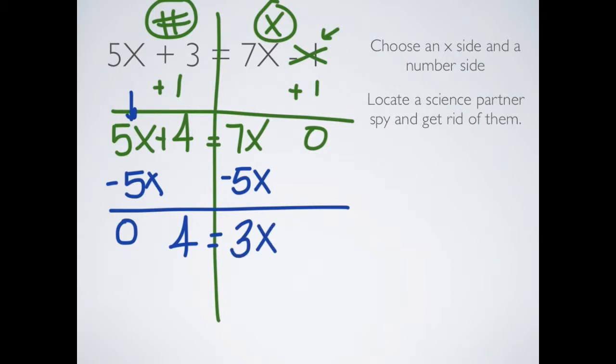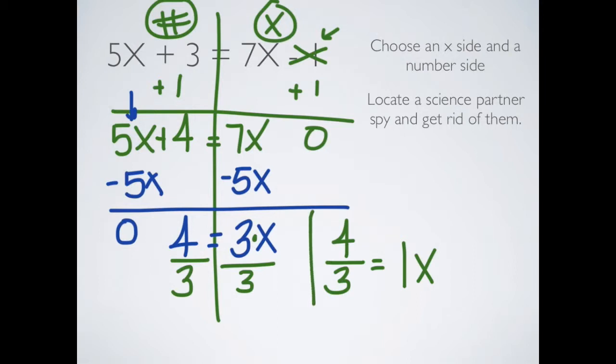We are so close to being done, but x is not completely by itself. We still have that 3. Currently, it is 3 times x. To undo multiplication, we divide. So I divide by 3 on both sides. On the left side, I get 4/3. On the right side, I get 3 over 3, which is equal to 1x. I have gotten the x by itself. 1x equals 4/3. I could also write my answer as 1 1/3.